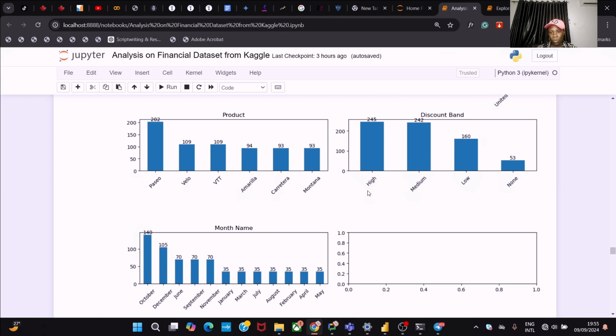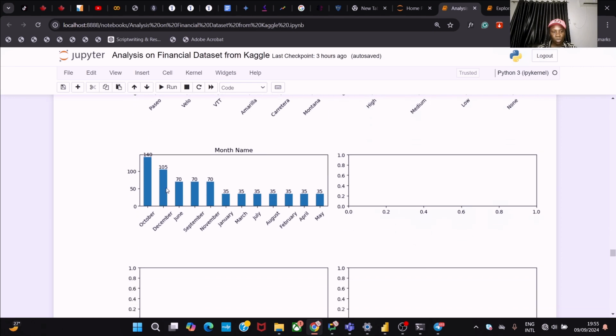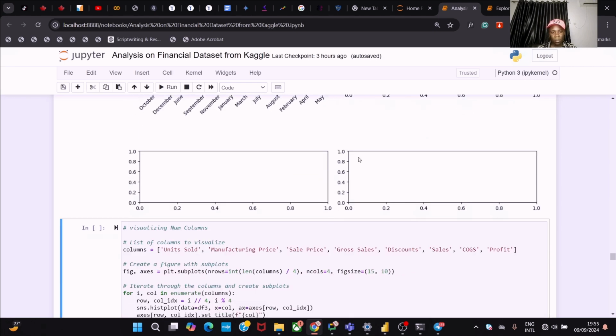Then discount band: we have high, medium, low, and none. This simply means that the company gave higher discounts, with a lot of records in the high discount band. Then month name, and the rest of them.